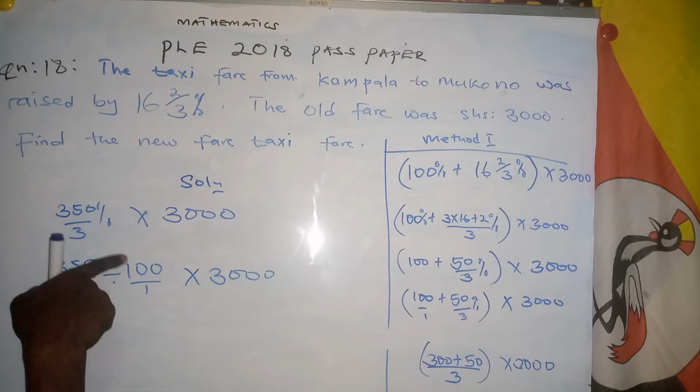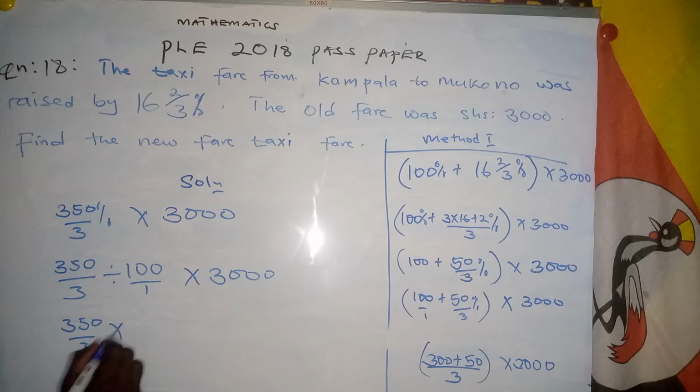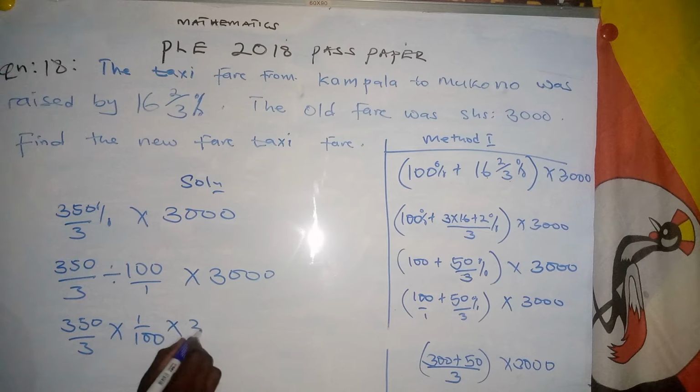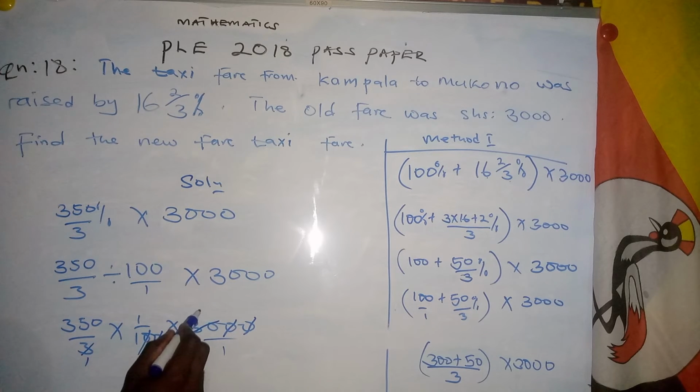So here we are going to make the reciprocal of 100 out of 1. 350 out of 3 times the reciprocal 1 out of 100 times 3,000. You can put here 1 to make it a fraction, the same to be uniform. So you start cancelling or dividing. 0, 0, 0, 0. And here we have 3 by 3, 1, 3 by 30 here, we get 10.